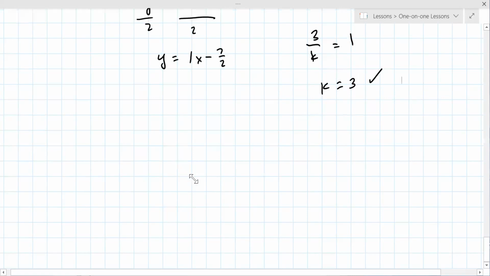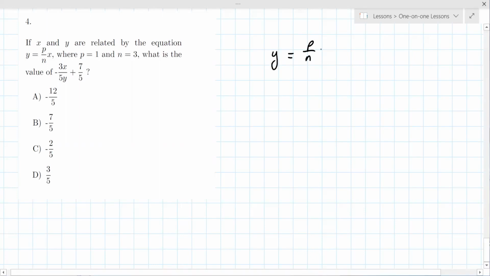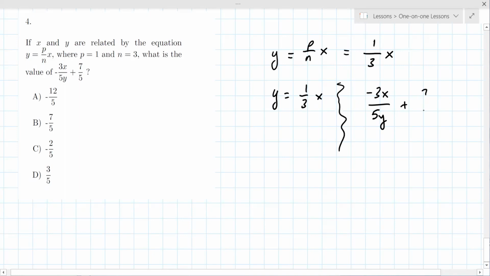All right, so again, kind of a story question. Some things are given. If x and y are related by the equation y equals p over n times x, where p is 1 and n is 3, what is the value of minus 3x over 5y plus 7/5? So for example here, this equation is given, so you definitely want to put those values. P is 1, n is 3 times x. So we have y equals 1/3 x. And we somehow have to use that to deal with this minus 3x over 5y plus 7/5.